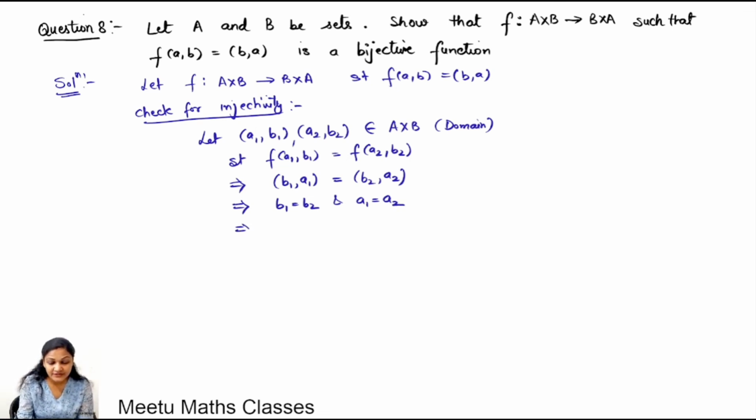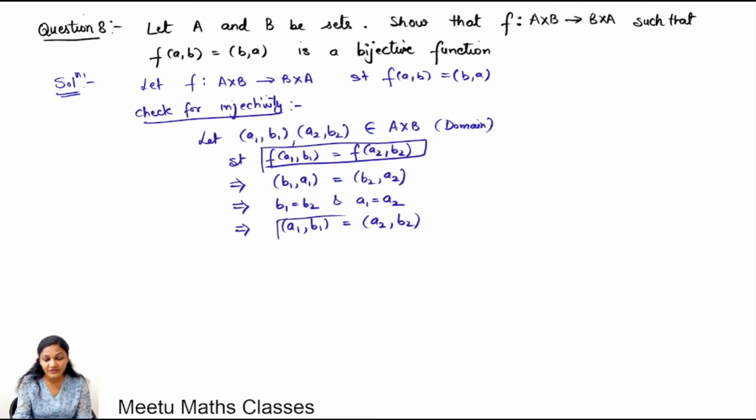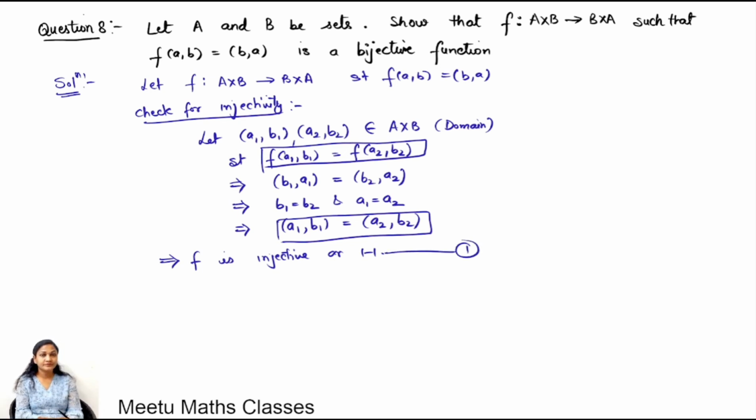And if these two are equal, then the ordered pair (a1, b1) is equal to the ordered pair (a2, b2). If we take two elements such that their images are equal, then we have proved that the two elements are also equal. So this implies that f is injective, or one-one. Now we are going to check for surjectivity.